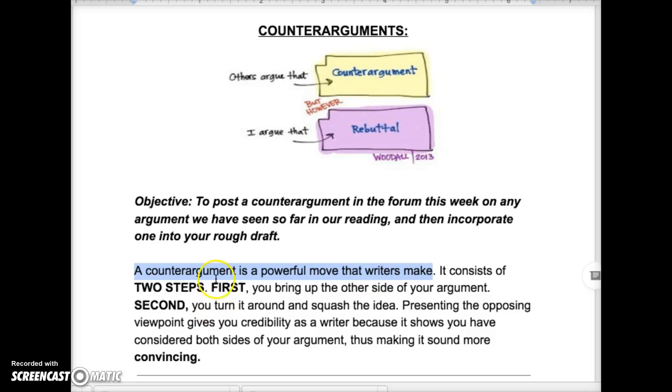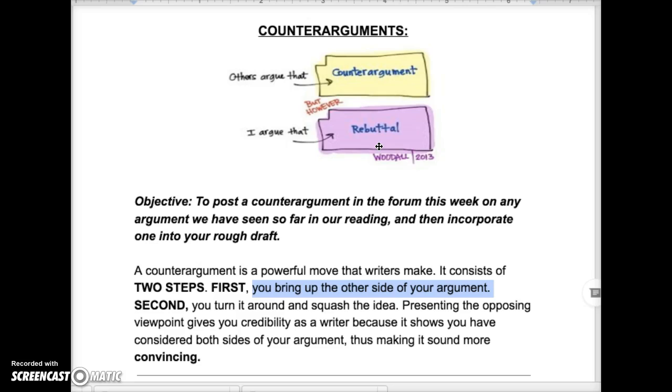First of all, you want to bring the other side, the opposing side of your argument up. So if you see in this little picture here, you're talking about what other people would say, what people would say against you, right? Against your argument. And then the second thing you do is you turn it around using evidence and you squash it. That's right, you squash it.